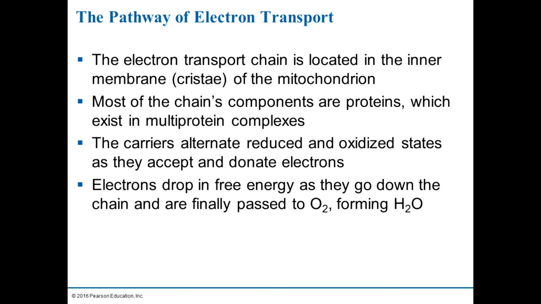The electron transport chain is the first part of oxidative phosphorylation. It is a collection of molecules in the inner membrane of the mitochondria. Most of the components of the chain are proteins, which are bundled together into multiprotein complexes. Electrons are passed through this chain sort of like a staircase. Each electron carrier alternates between reduced and oxidized states as they accept and donate electrons down the chain. And these electrons drop in free energy as they go down until they are finally passed on to oxygen, which then forms water.